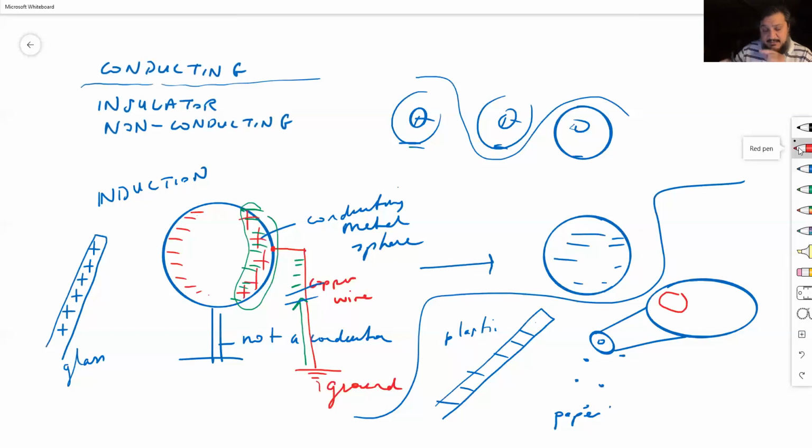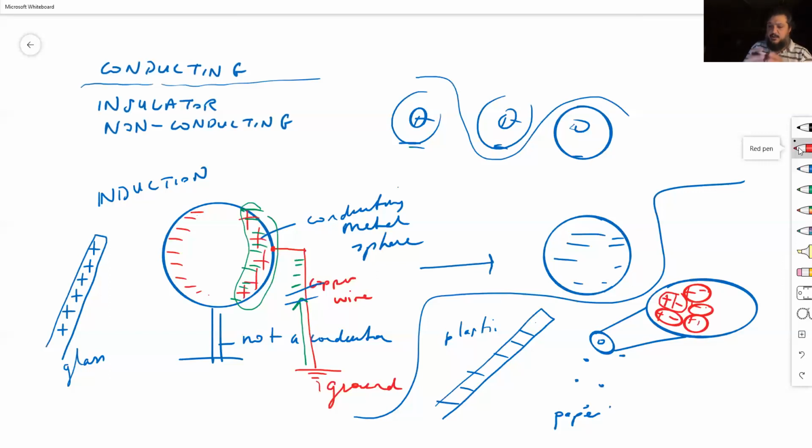It's going to orient itself such that the positive side faces the negatively charged plastic, and automatically the other side will be negative, or vice versa. So if you think about all these domains here, they will all line up like a compass in a magnetic field. But this is for electricity. So these sides will be positive, negative, positive, negative, positive, negative, positive, negative.